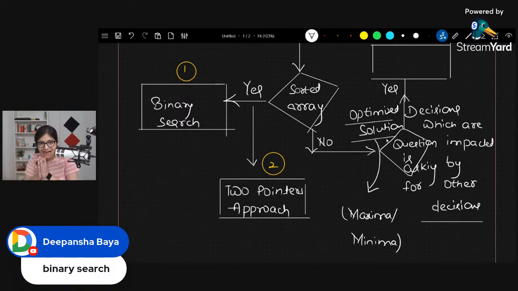Now what I'm saying is, in that solution, if your decision is impacted by other decisions, meaning you will have to find all the possible solutions, and out of all those possible solutions you will have only a single decision. In that case, what will be your approach? Anyone who can let me know? Any guesses?